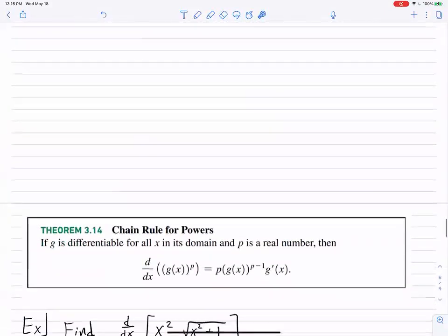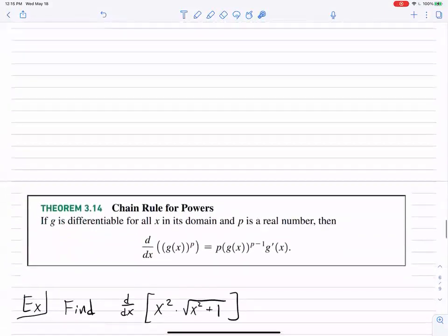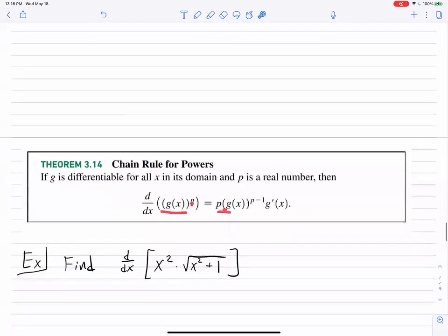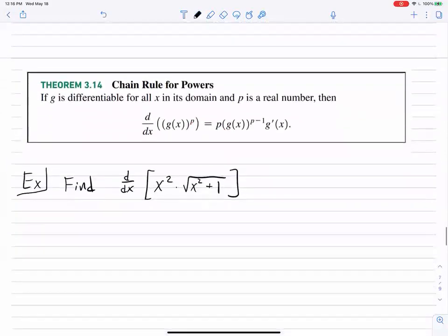All right. There's another chain rule power simplification: if you have a function raised to a power p, where p is a real number, then you can just bring the power down, subtract 1 from the power, and then multiply by the derivative of the inside. That's really just doing the chain rule, where your f is u to the p. And so here's an example where we use that.